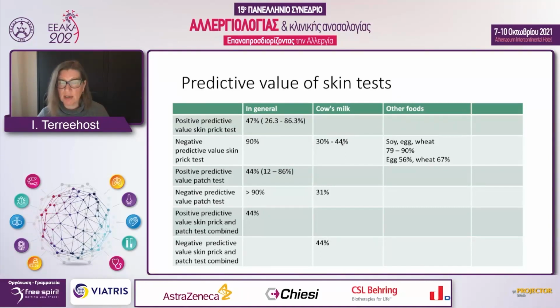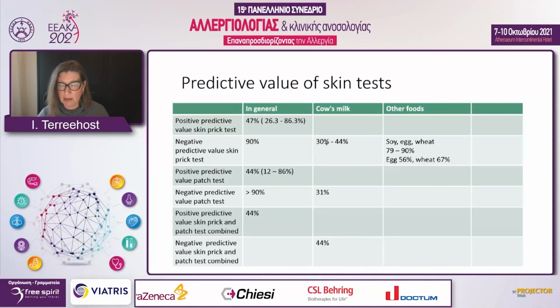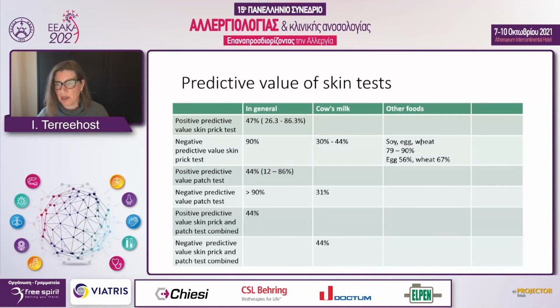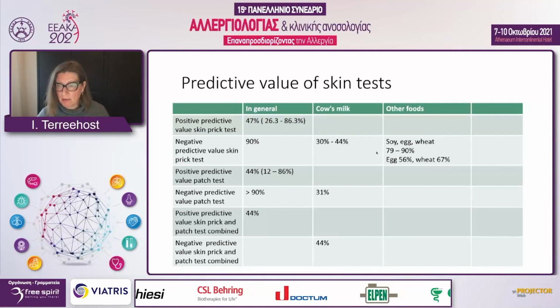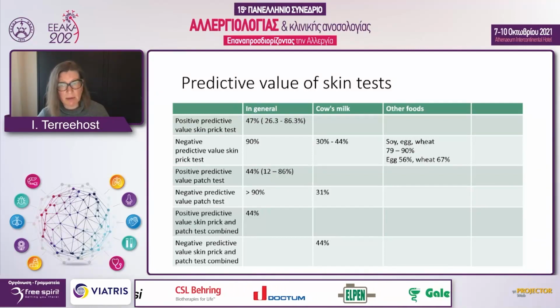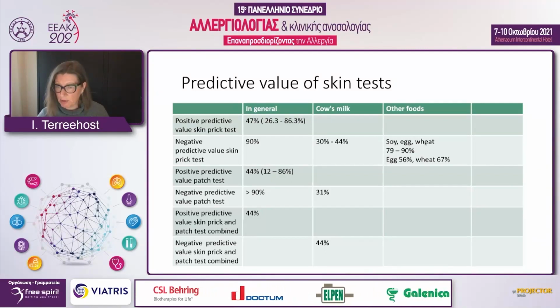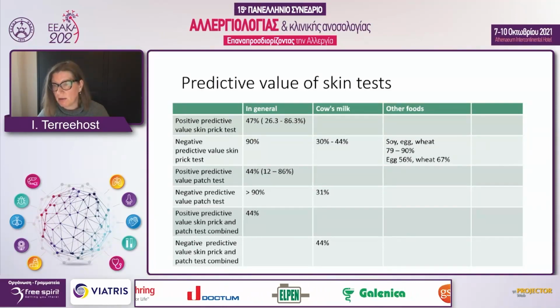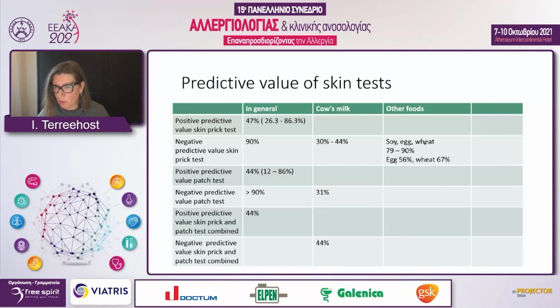But again, when you look at one of the most important allergens in EOE, for cow's milk, it varies between 30 and 44%. A little bit better for soy, egg, and wheat in various studies. Then again, maybe you have to remember that, for instance, when you have pollen allergic patients, they can easily show a positive test for wheat as well.